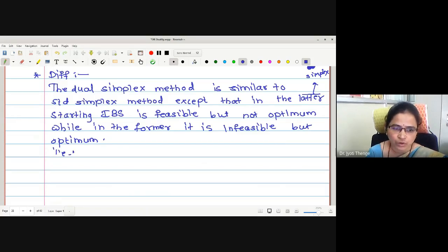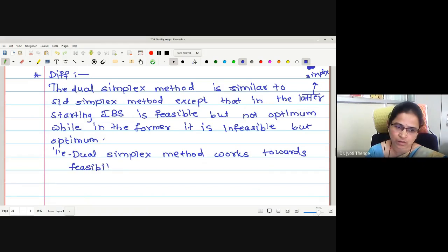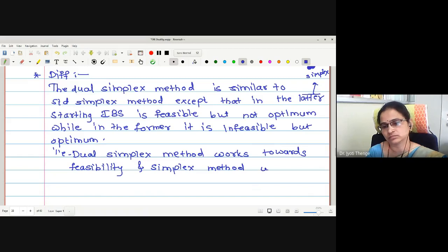That is, the dual simplex method works towards feasibility, and the simplex method works towards optimality. The simplex method works towards the optimal.